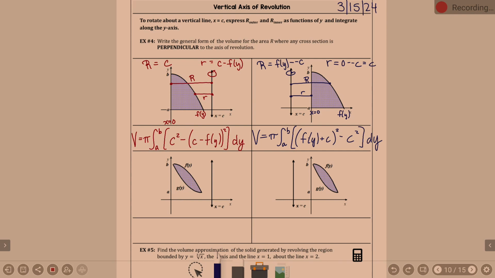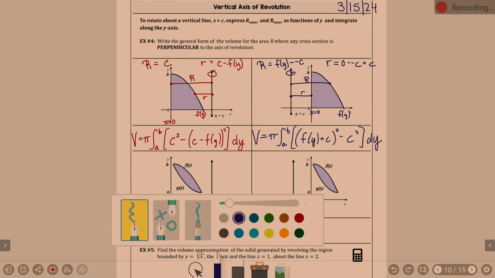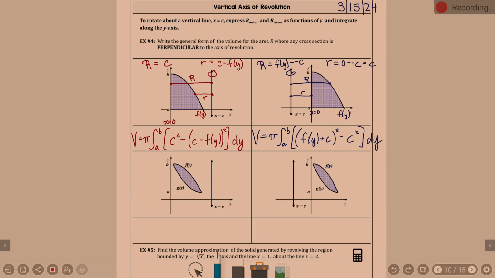What changes up on the bottom ones? It's a washer. Well, technically the others were washers too. We only do washers. The difference is that instead of one of our edges being the y-axis, we've got two functions. We've got f of y and g of y, which they have labeled for us.